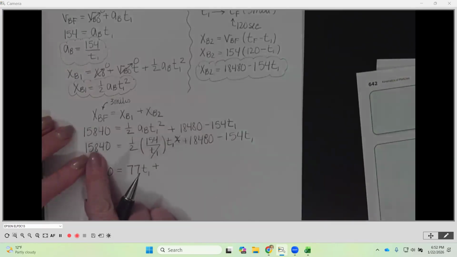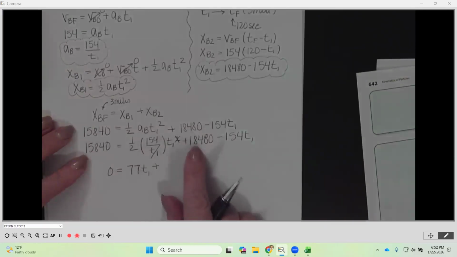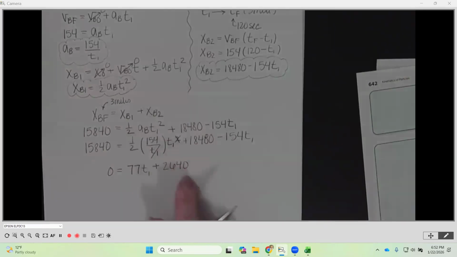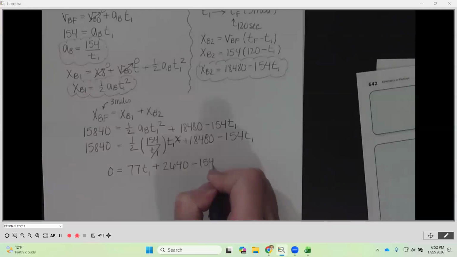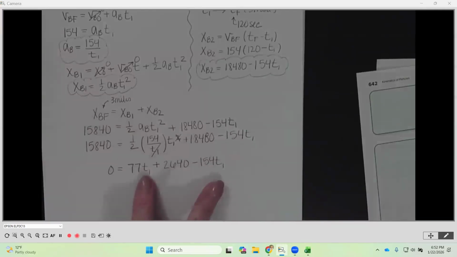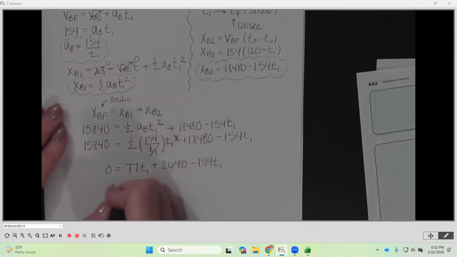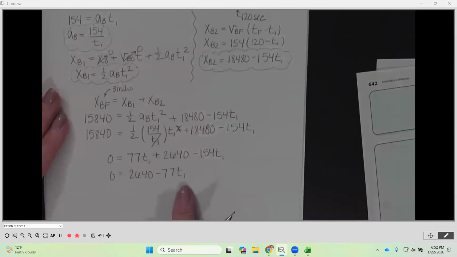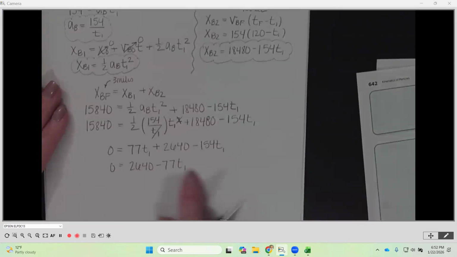Plus, we take the 15,840 and we subtract it from 18,480. We're going to get 2,640. And then we're going to add on the minus 154 T1. Now we can combine these two, and we're going to get 0 is equal to 2640 minus 77 T1. Solving for T1, because it's our only unknown here, okay?